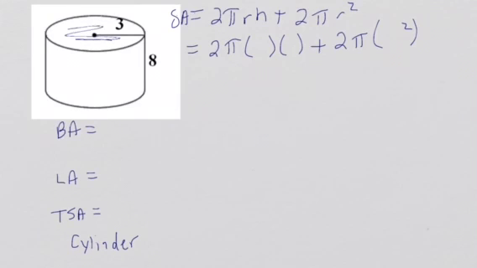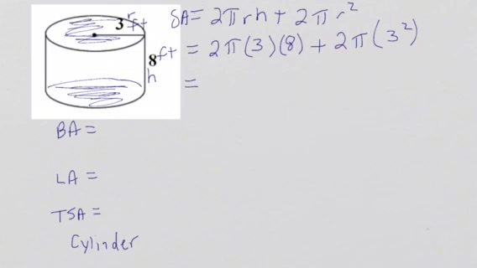We're going to shade our bases, label our radius 3, label our height 8, and put in feet for the measurement. So now our radius is going to be 3, our height is going to be 8, and our radius is going to be 3 again.